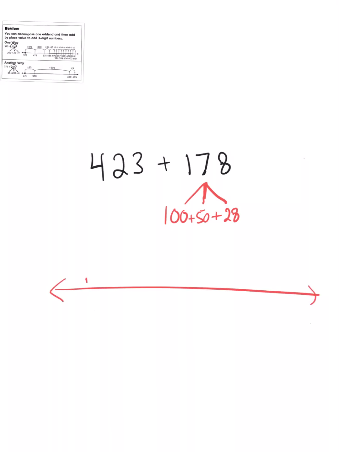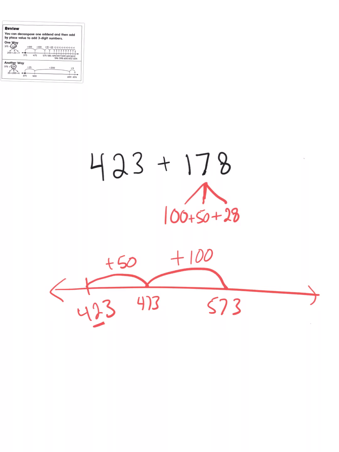So if I decompose the 178 that way, I'm still going to start with 423. Also, I could decompose that 423. It makes it a little harder because it's a bigger number, but if your students are comfortable with that, they certainly could. And then I'm going to add, let's add the 50 here actually, just to see what happens. So I know that 423 plus 50 is 473. Then let's see, maybe then I'll jump the 100. That gets me to 573. And then I still have 28 left.